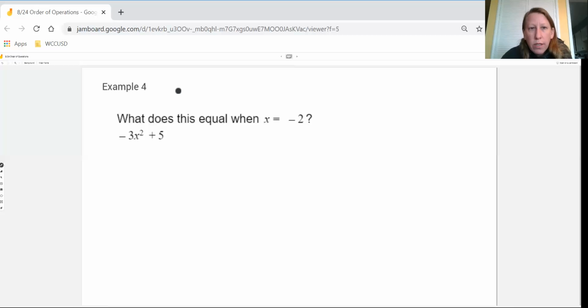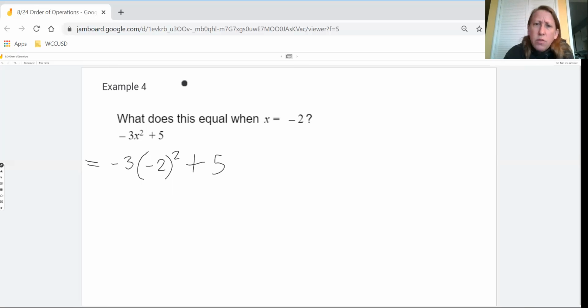All right, here is where it gets actually applicable to algebra. Remember, algebra problems have variables in them. So this is a very common type of problem we're going to get when we do quadratics. And if you do it in the wrong order, you're going to get the wrong answer. So this is actually very applicable to what we're doing later in this course. So we have -3 times, we're going to substitute the x for -2. So we have -3 times -2 squared plus 5.